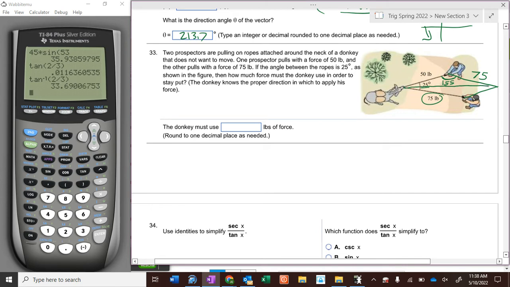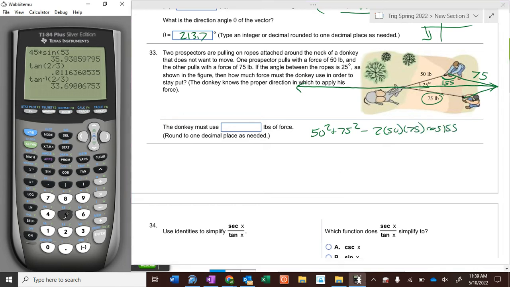So if that's 155 and you draw the vector of the force that they're pulling with, and the donkey is going back at an equal and opposite force this way, it's just simply the law of cosines. So it's 50 squared plus 75 squared minus 2 times 50 times 75 cosine of 155.